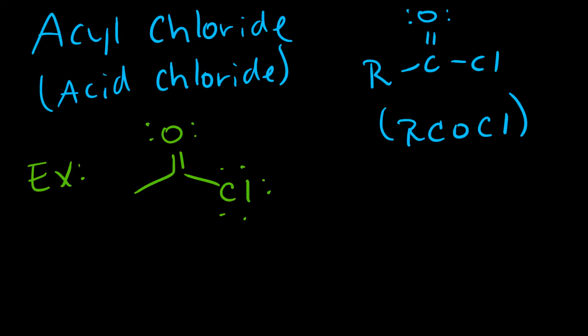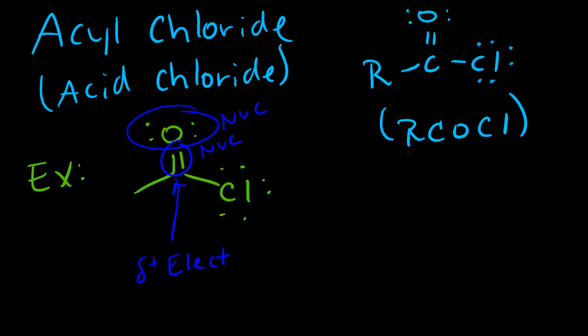Lastly, in this video, we're going to consider what's called the acyl chloride, sometimes called an acid chloride. You can use those terms interchangeably. And if we take a look at the electron density here, once again, hopefully you see a pattern with all of these. There's nucleophilic oxygen, nucleophilic pi electrons, electrophilic carbon. And then you have potentially a nucleophile with the chlorine atom. No acidic protons.